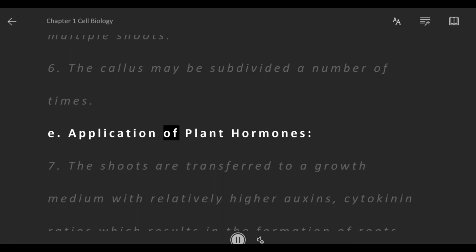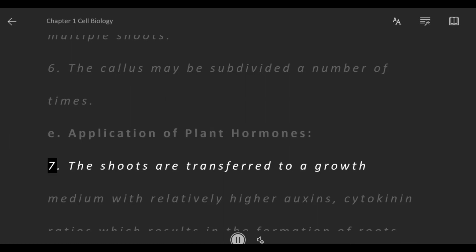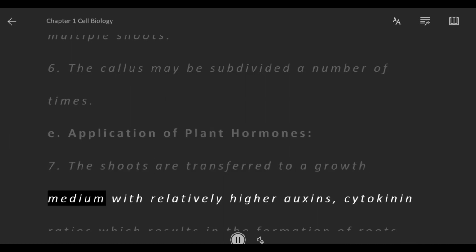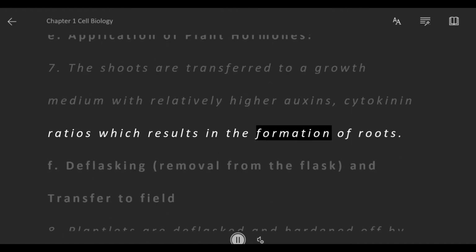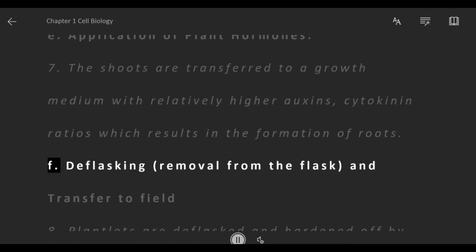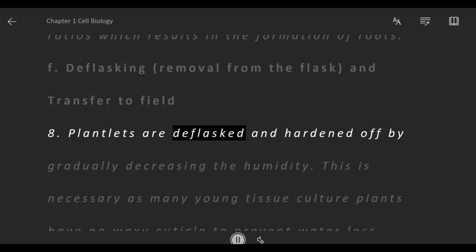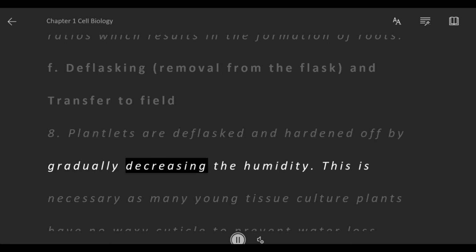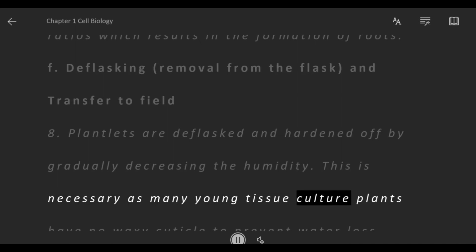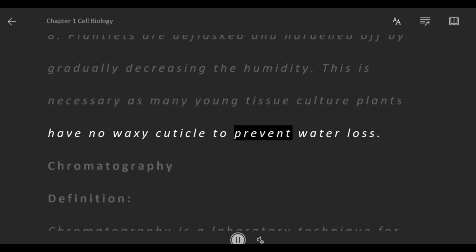E. Application of plant hormones. 7. The shoots are transferred to a growth medium with relatively higher auxin to cytokinin ratios, which results in the formation of roots. F. Deflasking, removal from the flask, and transfer to field. 8. Plants are deflasked and hardened off by gradually decreasing the humidity. This is necessary as many young tissue culture plants have no waxy cuticle to prevent water loss.